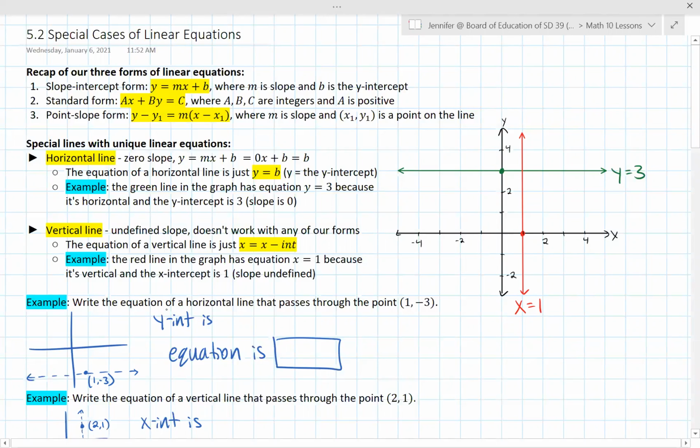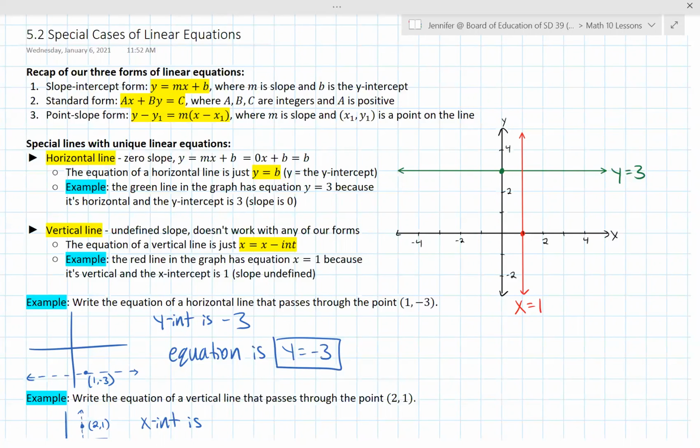So first example, we want to write the equation of a horizontal line that passes through the point 1, negative 3. So I've just sketched it out. You don't actually need to graph it, but what would this look like? Well, if that was approximately the point 1, negative 3, and the line was horizontal like this, we can see that the y-intercept is at negative 3. The 1 here doesn't really matter. What does matter is the y-intercept of negative 3. So then that means the equation is y equals negative 3. And that's all there is to it. We know the slope is 0, so there's no x involved here. There's no m. It's just y equals the y-intercept.